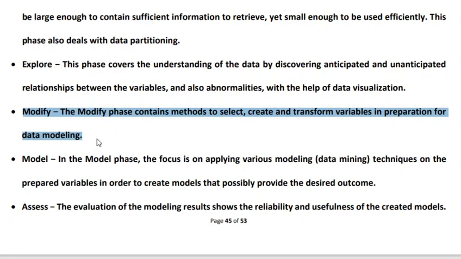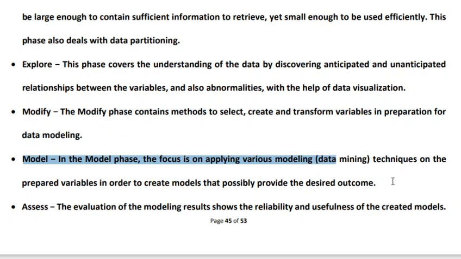Now, in the modeling phase, the focus is on applying various modeling techniques on the prepared variables that have been modified in order to create suitable data models that are capable of providing a solution to the problem or capable of generating the desired outcome. So here, in the modeling phase, we tend to create different models using modeling techniques, and ensure that these models are capable of providing a solution to the problem.